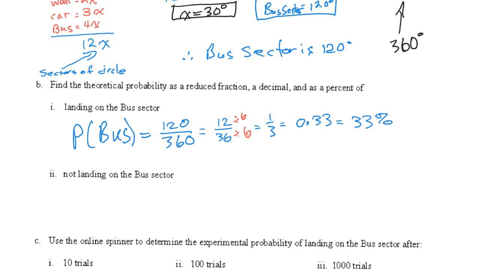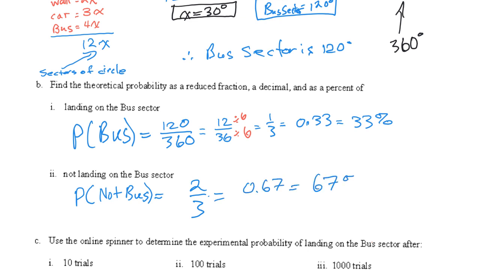Now, if I wanted to find out the probability of not landing on the bus sector, you can think of it this way. You see how we had 1/3? If I wanted to find out how much was left over, if it's 1/3 for the bus, then the other possibilities are 2/3, which is 0.67, which is equal to 67%.